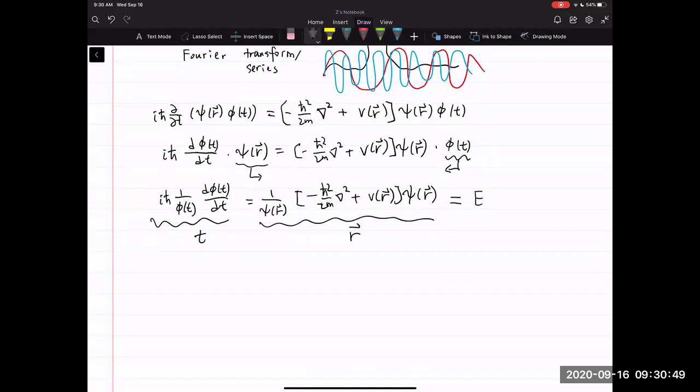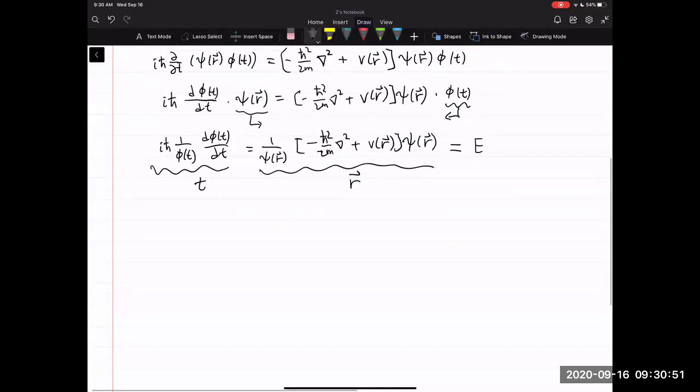So if it's a constant, then we have two different equations. The first one is the time-dependent part. It is iħ (1 over φ) dφ/dt. We can write down φ of t, but for simplicity, let's just drop the t dependence, though you can write it down there if you want. So this is equal to E. This is the left hand side of the equation, and of course the right hand side is there as well, but let's take a look at the left hand side first.